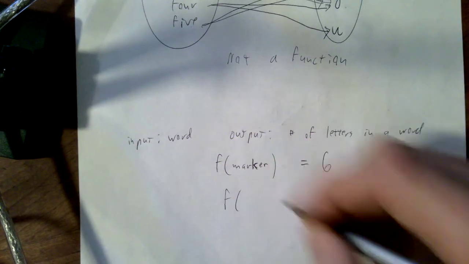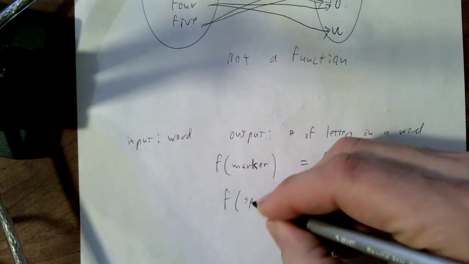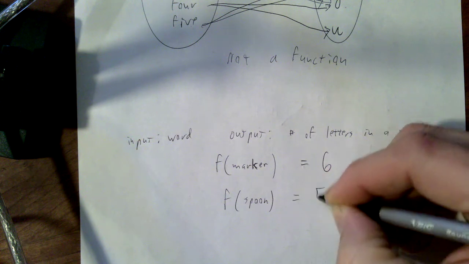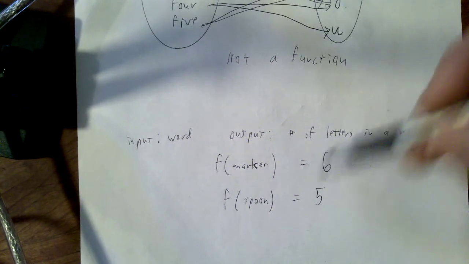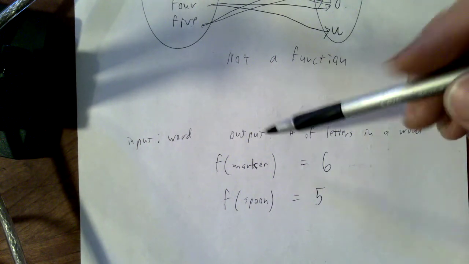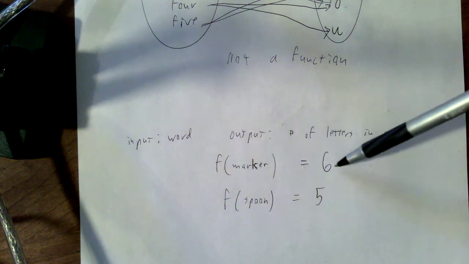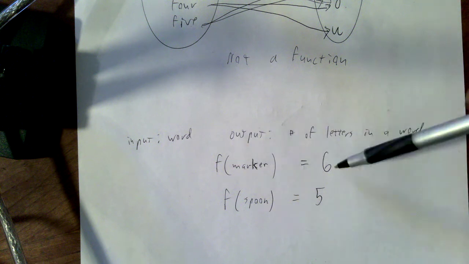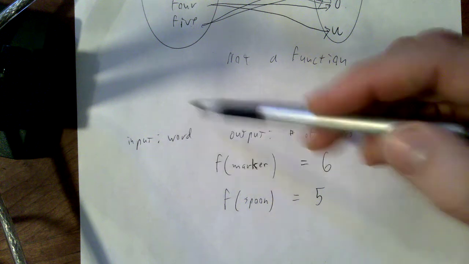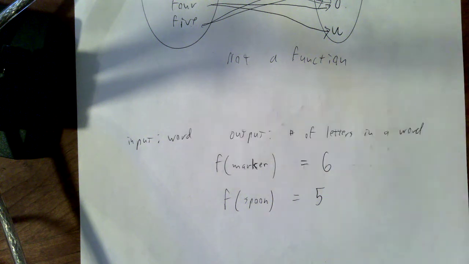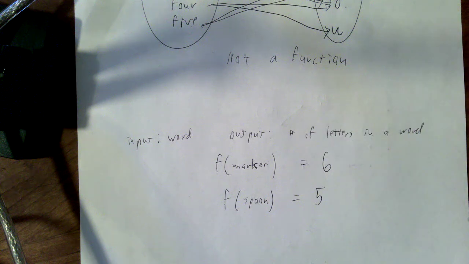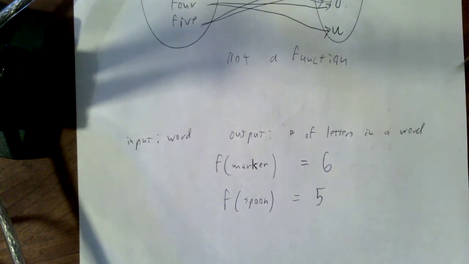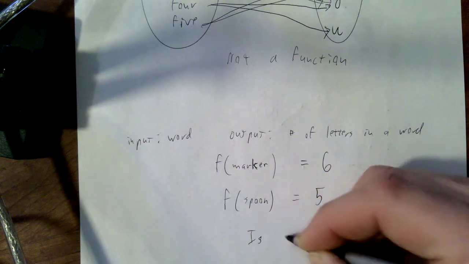So f of spoon is 5. I'm just looking at what's around. But I could use any word in the dictionary on this. The output will be the number of letters in the word, so these will be counting numbers over here, or natural numbers. But each input will have exactly one output, because there's no way f of marker could be anything else, right? Each individual input that's in the domain is going to have exactly one output, the number of letters in the word. And so that works okay as a function. This one is a function.